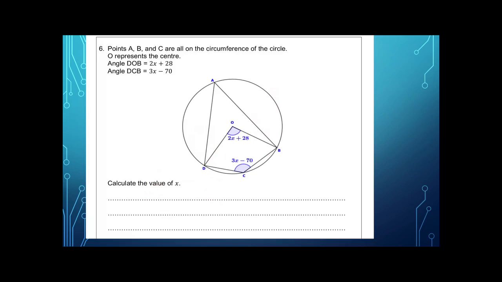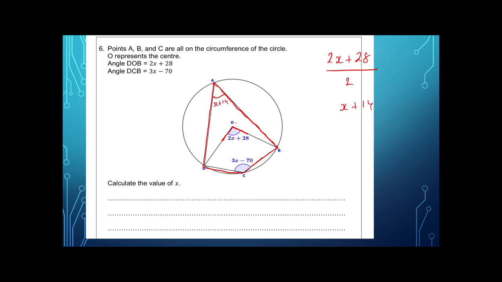Okay, I'm glad I got this question in because it uses a couple of the circle theorems. If we notice, this here is a cyclic quadrilateral. But we also have an angle at the center. Now if you remember, the angle at the center is twice the angle that's here. So we can actually say what that angle is. So we want half of this, and that's just x plus 14. So this angle here is x plus 14.